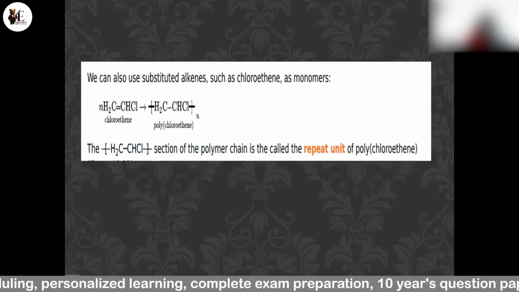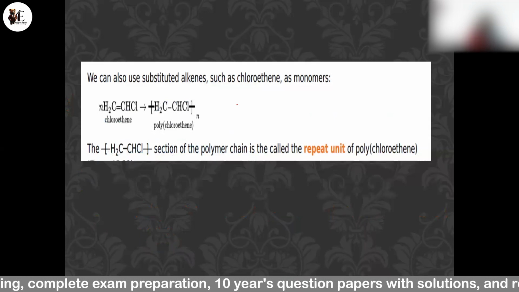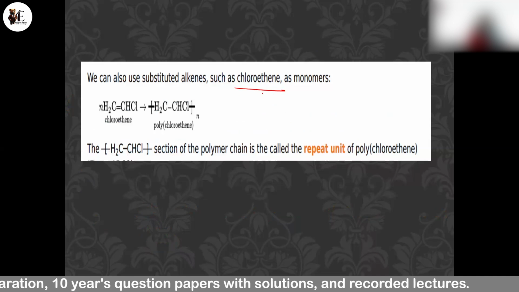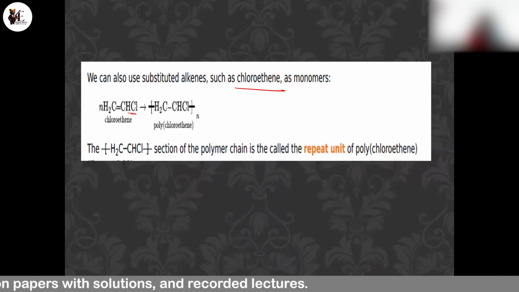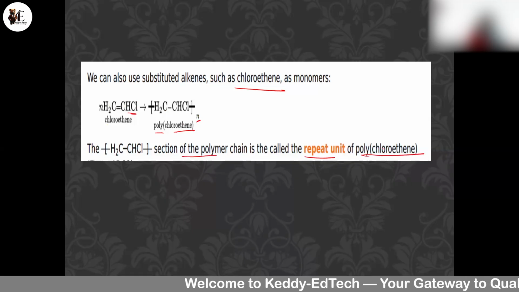We can also use substituted alkenes. We have studied polymerization in polyethylene and polypropylene, right? But if I use substituted alkenes such as chloroethene, where one hydrogen is replaced by chlorine, then what is my polymer product? The polymer product is polychloroethene. You just have to write poly as a prefix and the name is the same. In the formula, you just convert the double bond into a single bond, put brackets, and the Cl. So this section of the polymer chain is called the repeat unit of polychloroethene.